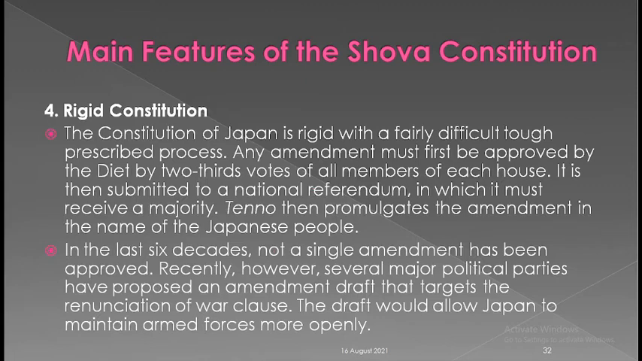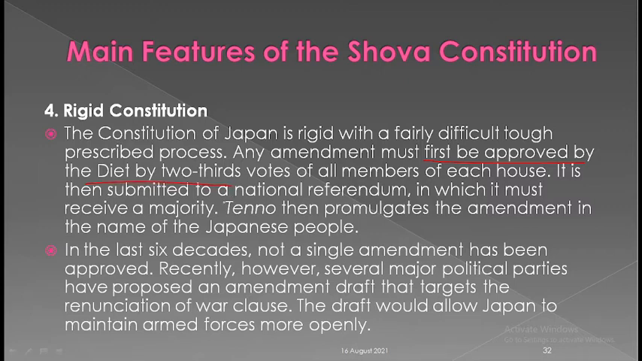Rigid constitution. As in the previous constitution, the Constitution of Japan of 1947 is also very rigid. Though it has been more than six decades, the Constitution has never been amended. Slightly different from the previous Constitution, it can be amended only if it is approved by the Diet by two-thirds votes of all members of its houses.